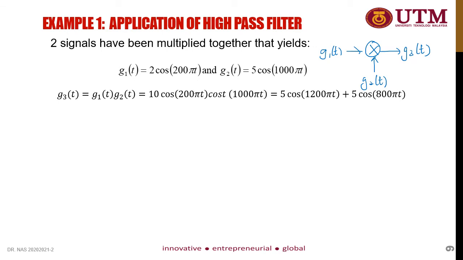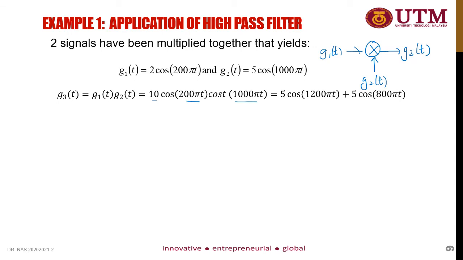Okay, so when you multiply both signals in the time domain, you have 2 multiplied with 5 is 10, cos 200 pi t and cos 1000 pi t. So when you use trigonometric identities, you get 5 cos 1200 pi t plus 5 cos 800 pi t as g3. So this is the output signal in the time domain.